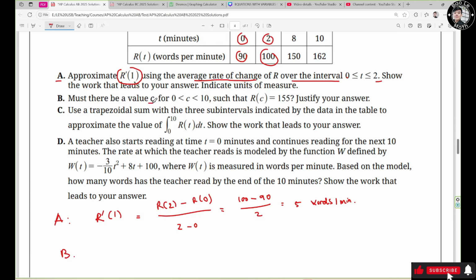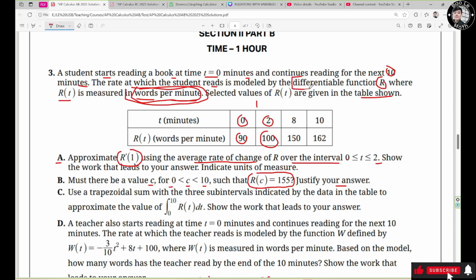Must there be a value of C between 0 and 10 such that R of C equals 155? Justify your answer. Alright, so we're going to use the Intermediate Value Theorem, IVT. In order to use IVT, you need to make sure the function is continuous. We see that the function R is differentiable, and you know that if the function is differentiable, it's going to be continuous.